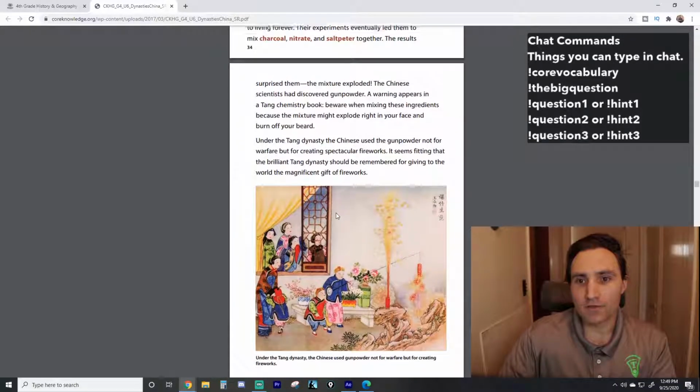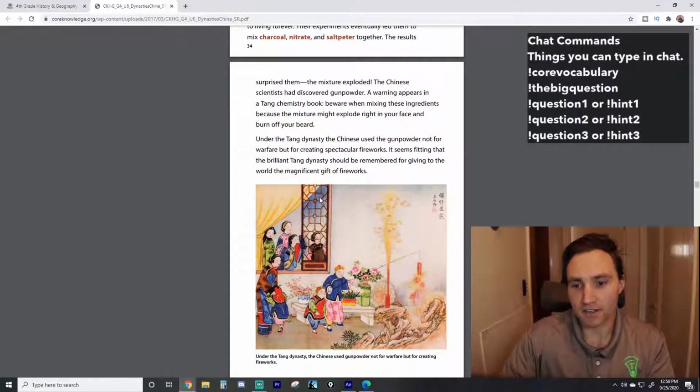And then they also invented paper money. Right? They called it flying money. It was also invented during the Tang Dynasty. So those are some of the things that will help you with your big question.